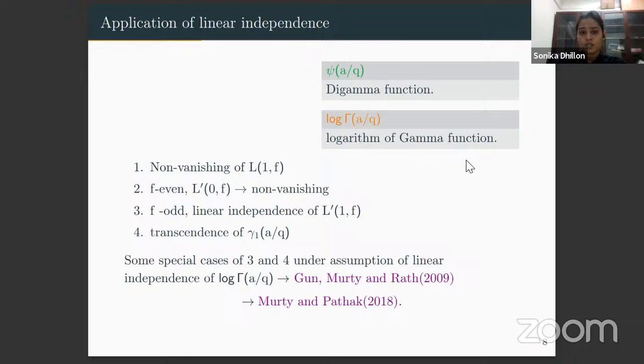And there are some known results in this direction, like when f is an odd function and the linear independence of L'(1, f). But whatever results are known, they are known under the assumption that these logarithms of gamma values are linearly independent over the field of rationals as well as over the field of algebraic numbers. So under the assumption of these conjectures, they have proved the transcendence of the generalized Stieltjes constants and the linear independence of L'(1, f).